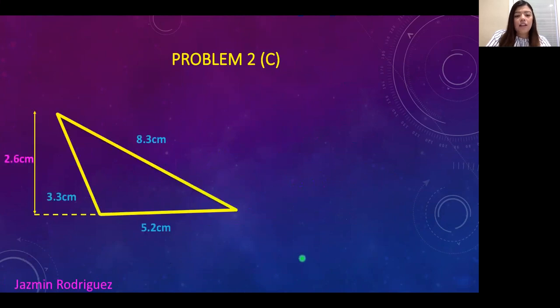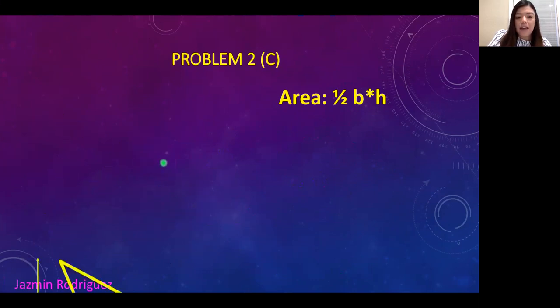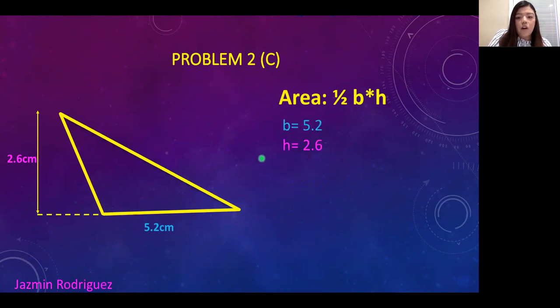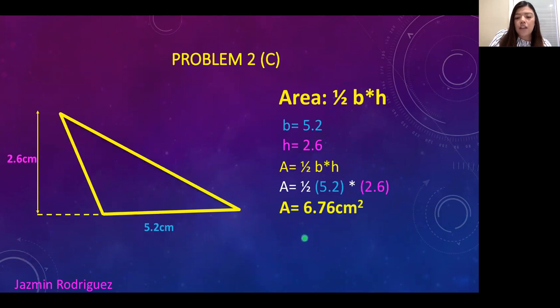And now we are given our third figure here for this problem, and we are once again asked to determine the area. Once again, this is a triangle, therefore it's going to be 1/2 base times height. But let's go ahead and clean this up a little bit so that we're able to find our numbers a little bit better. And now we know that our base is equal to 5.2 centimeters and our height is going to be 2.6. And we'll plug that into our area formula, and we'll get that our area is 6.76 centimeters squared.